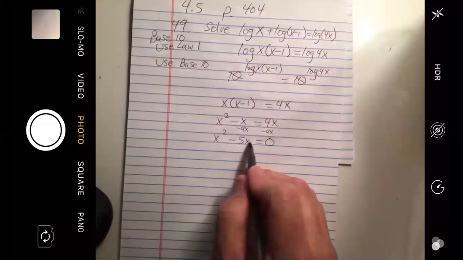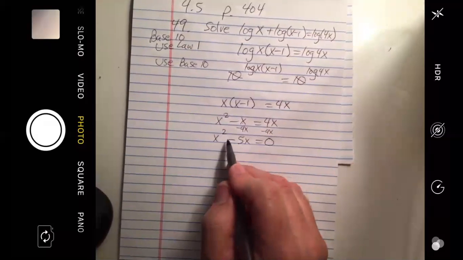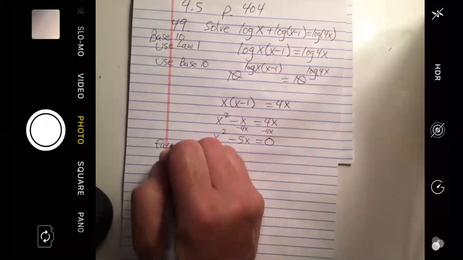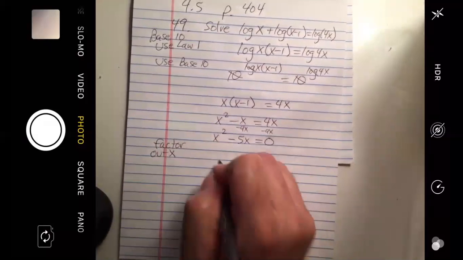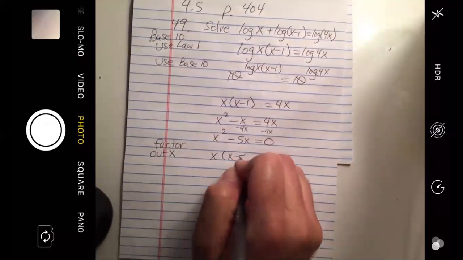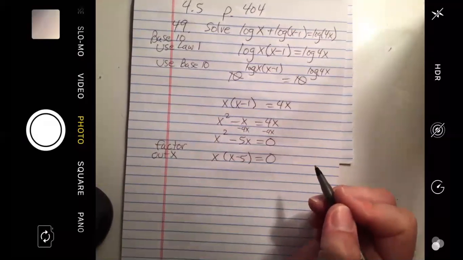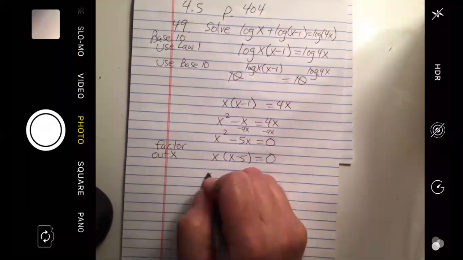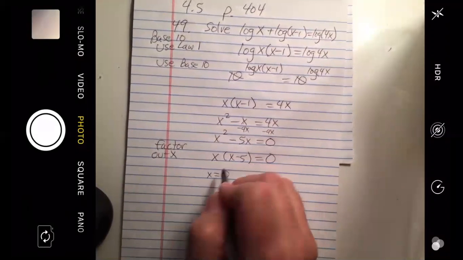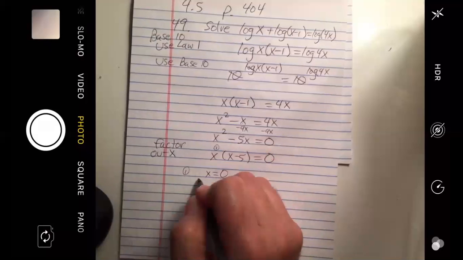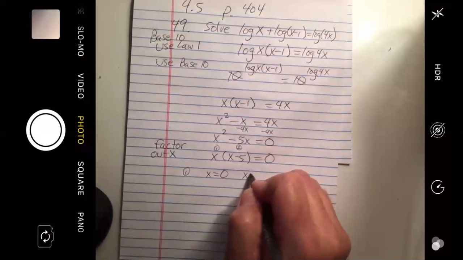You could use the quadratic formula with a c of 0, but I hope you recognize that you can factor this. Factor out x: x times (x minus 5). Your lead x is 0 by itself; you're setting each piece to 0. Piece 1, x equals 0. Piece 2, x equals 5.